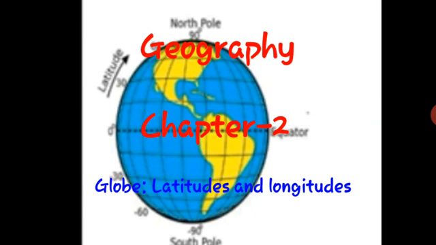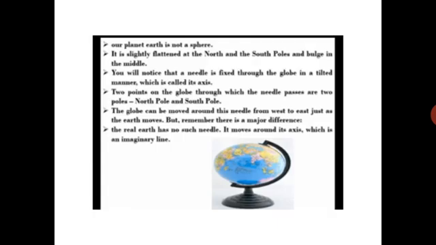See, this is a model of the Earth. It is known as the globe, isn't it? Yes, it has a tilted axis also, isn't it? Yes, it has two points, the North Pole and the South Pole.